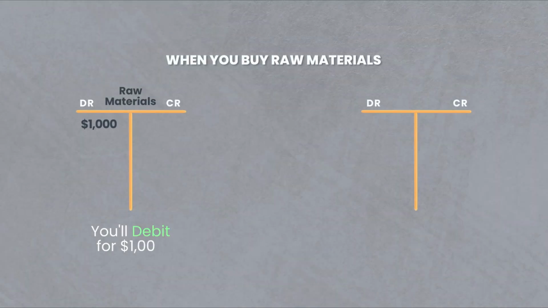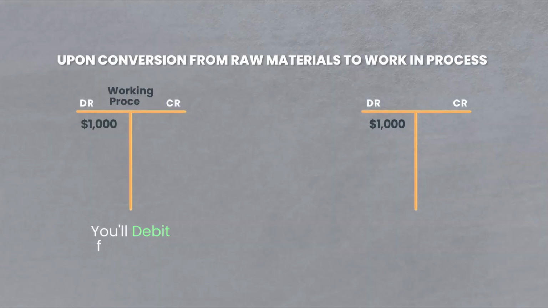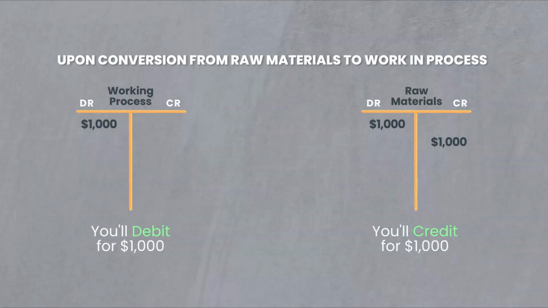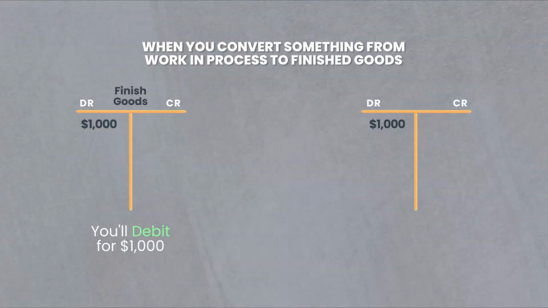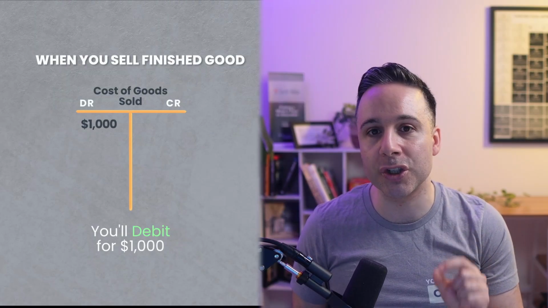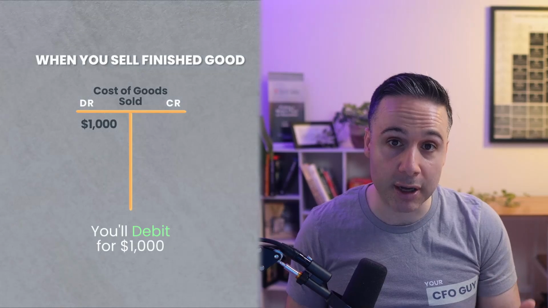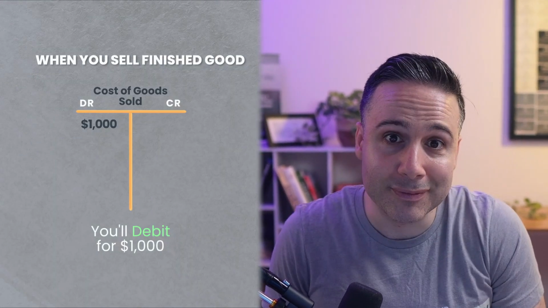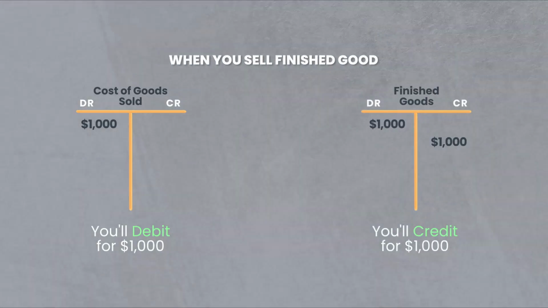So when you buy raw materials, you'll debit raw materials and you'll credit cash. When you convert something from raw materials to work in process, you'll debit work in process and credit raw materials. When you convert something from work in process to finished goods, you'll debit finished goods and credit work in process. Okay, now here's the key. When you finally sell that finished good to a customer, you'll record a debit to your cost of goods sold, which is the cost of your goods sold. You'll then credit finished goods from your inventory.